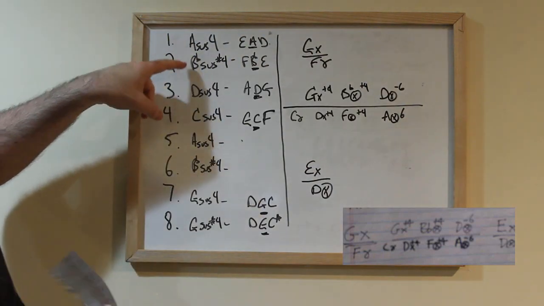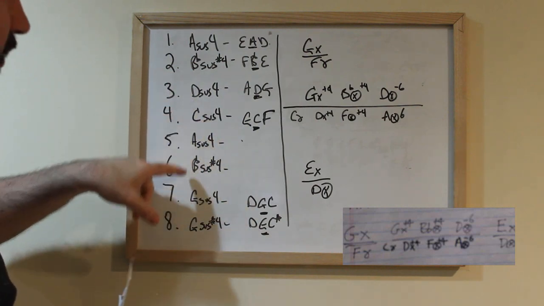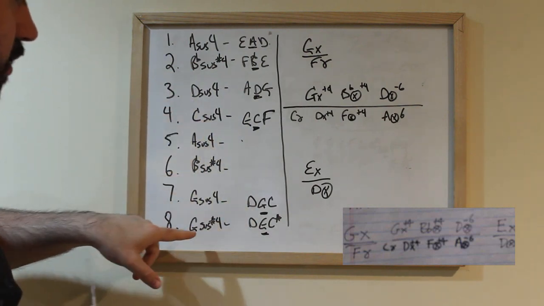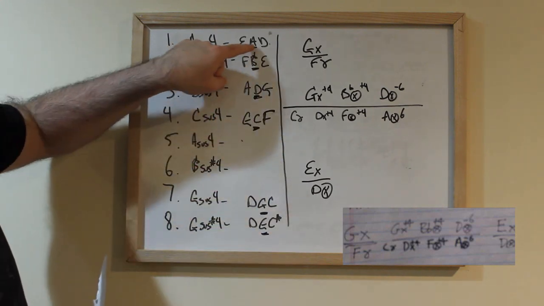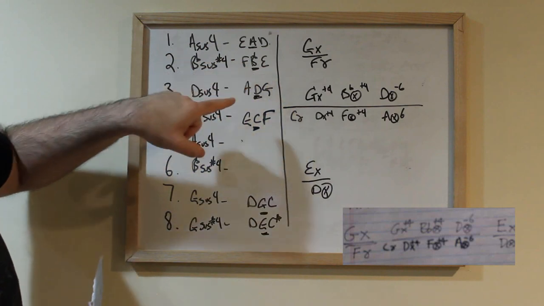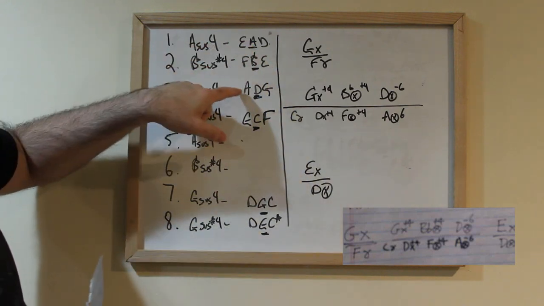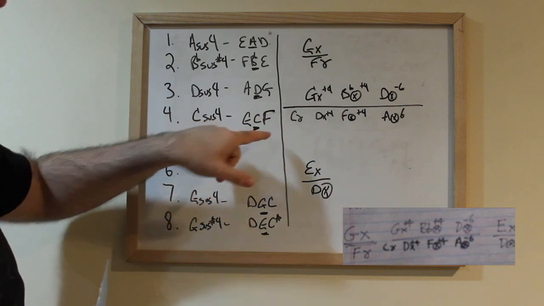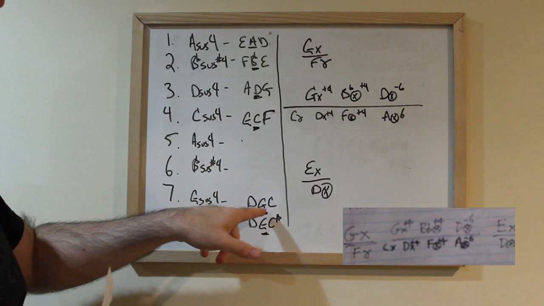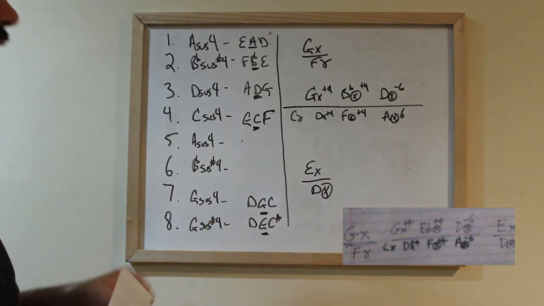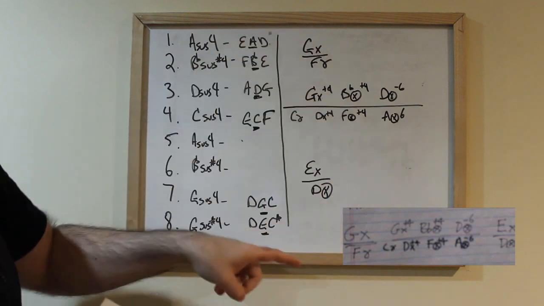A sus4, B flat sus#4, D sus4, C sus4, the first two chords again, G sus4, and then G sus#4. And I wrote the notes next to it here, E A D, F B flat E. Once again, the note here is what I considered the root: A D G, G C F, D G C, and then D G C sharp, because that 4 goes to the sharp 4 here. And this is the row that this part belongs to.